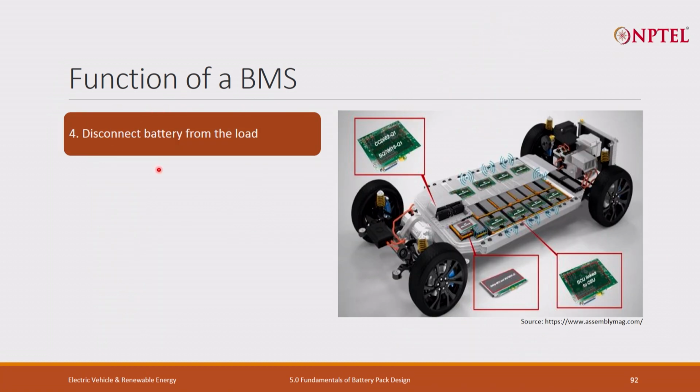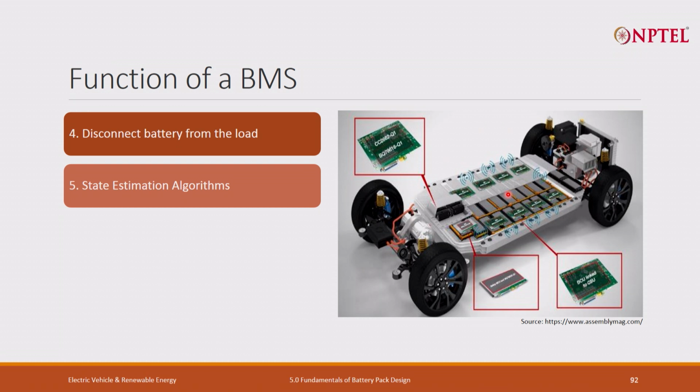It also can disconnect the battery from the load. Whenever the load is not functional, it will disconnect itself to save energy, because there is always some amount of current flow, some amount of energy flowing because of the inherent resistance of the subsystem. State estimation algorithm, just as we have talked about, is based upon the sensor values of voltage, current, temperature, pressure, and acceleration. It can calculate state of charge or state of health together or independently.